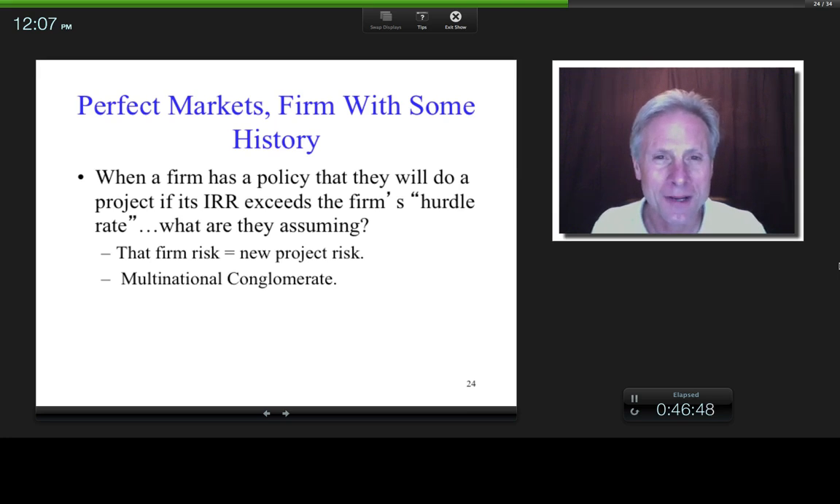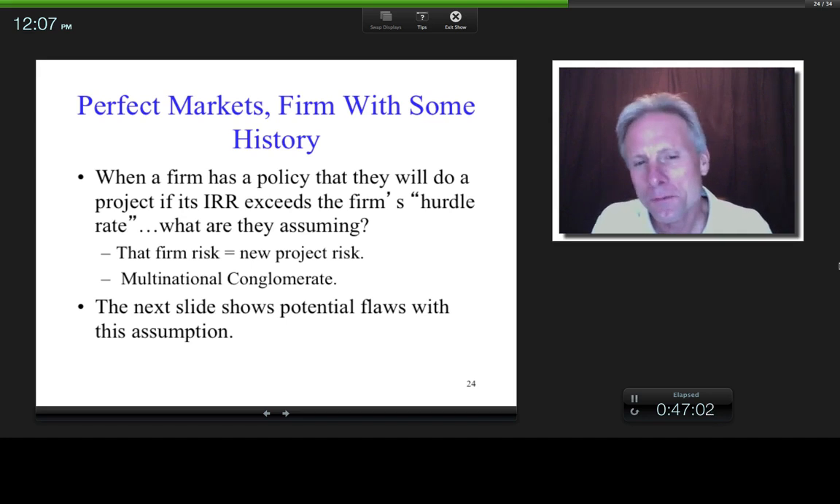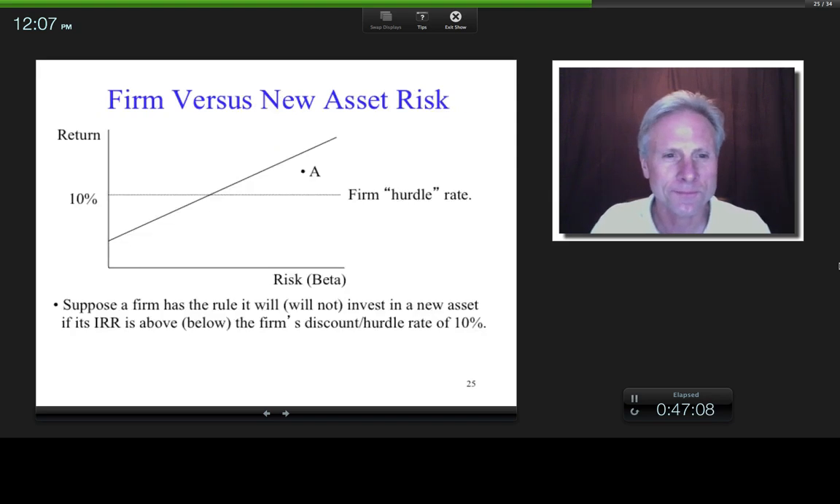Probably be different, right? So if this firm had a policy, hey, if our internal rate of return for this mine in North Dakota exceeds the hurdle rate for the firm as a whole, then you could have some flawed decision making going on. Let me show you what I mean.